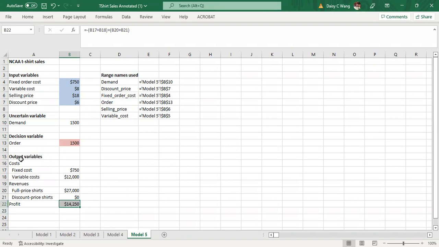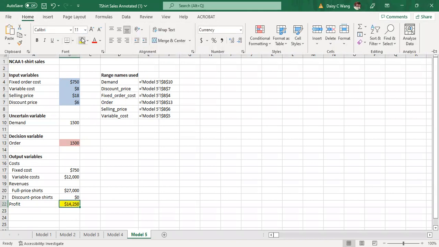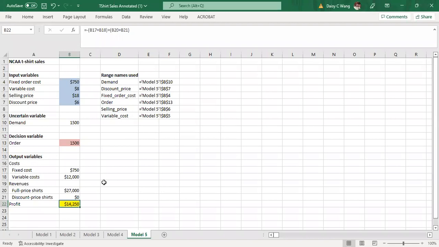The last part is output variables, and the one highlighted here is gray, but usually I like to highlight it in yellow so that I can see it better. This part is called the objective function. So this is our objective, which is to maximize the profit. Usually we have two types of objective. One is maximize profit. The other one is minimize the cost. So here we want to maximize the profit, so we put it in yellow.